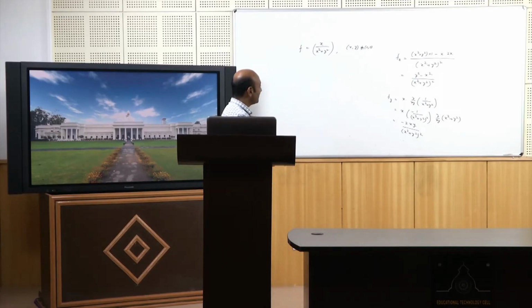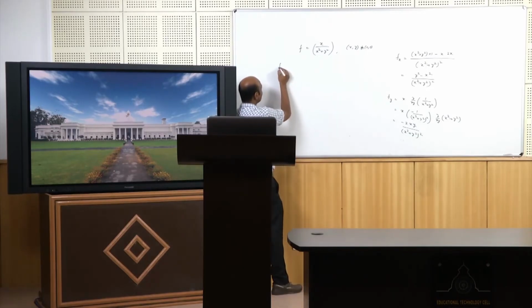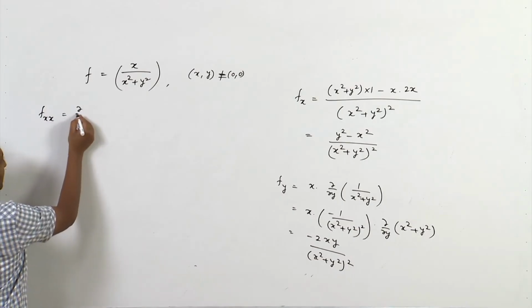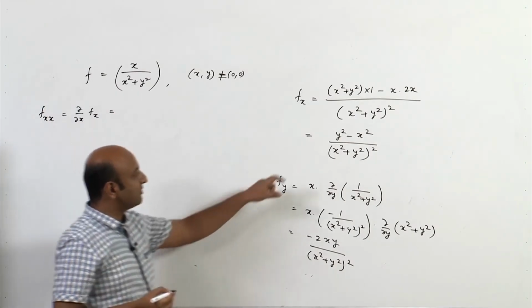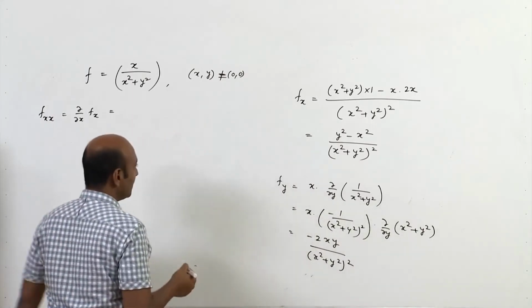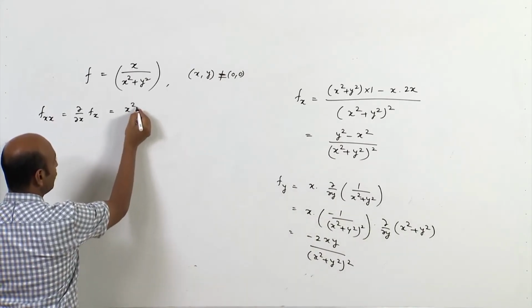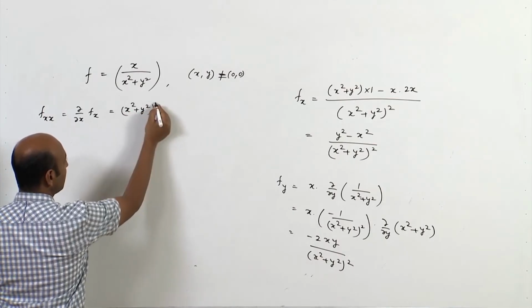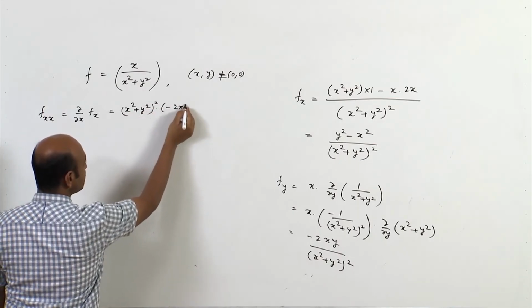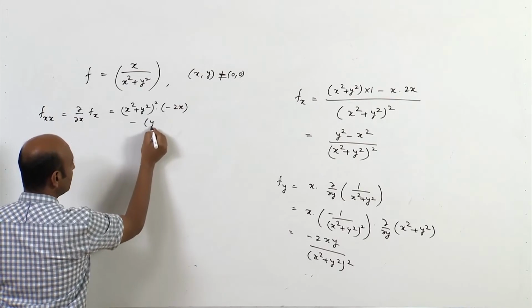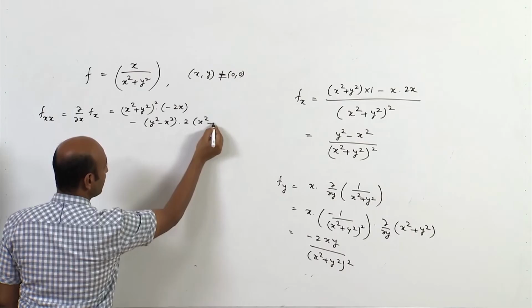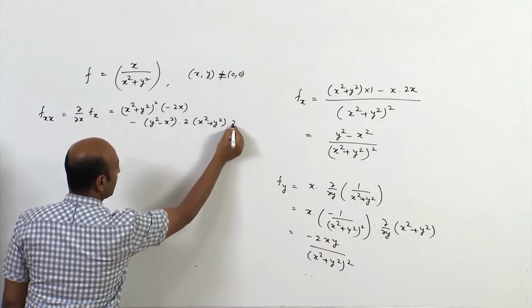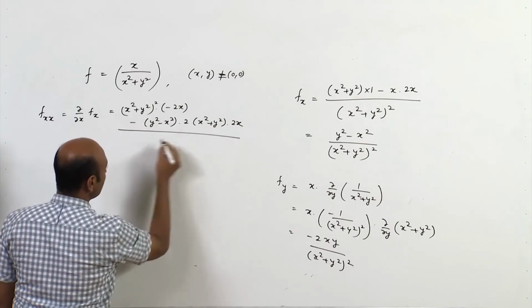Now, you want to compute second order partial derivatives. Again we can use f x x, which is del by del x of f x. We have to differentiate this again with respect to x. Okay. So, it is denominator as it is, derivative of numerator which is minus 2x, minus numerator times derivative of denominator, it is 2 times (x square plus y square), and it again upon denominator whole square.